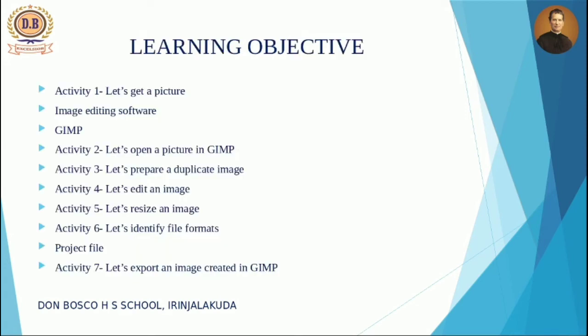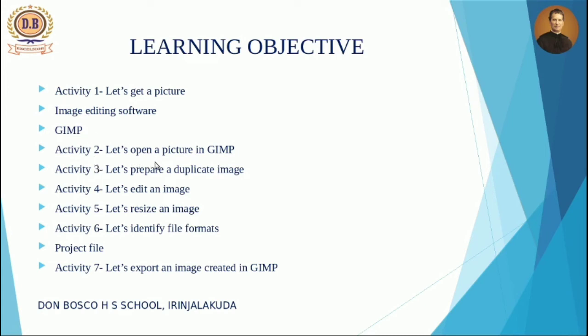So children, we have completed today's class. We have learned about how to get a picture in the computer. We have discussed some of the methods by which we can get a picture in the computer. Then we have learned about some of the image editing softwares like GIMP, Inkscape, MyPaint, Xpaint, etc. Then I have said that in this chapter we are going to study this software GIMP, and we have studied what is GIMP, how to open that and all.